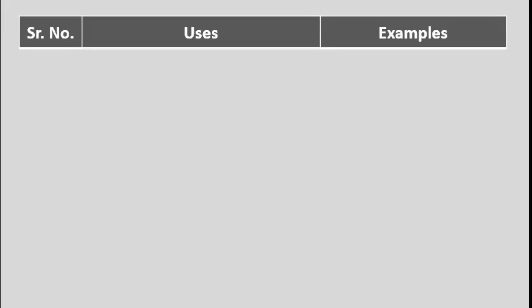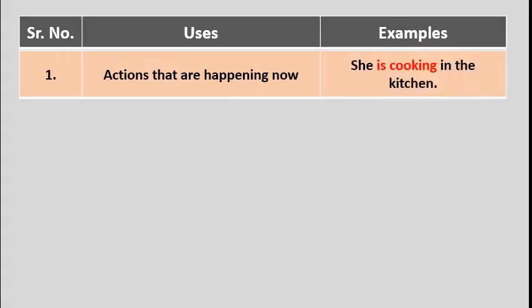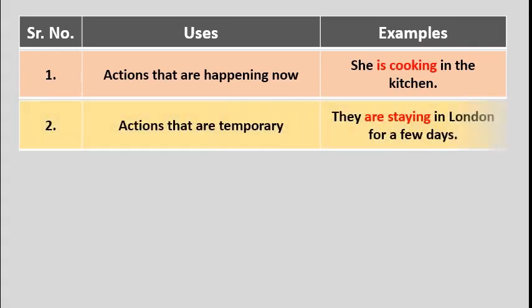Let's see the uses of present continuous tense with examples. Number 1. Actions that are happening now. For example, she is cooking in the kitchen. Number 2. Actions that are temporary. For example, they are staying in London for a few days.